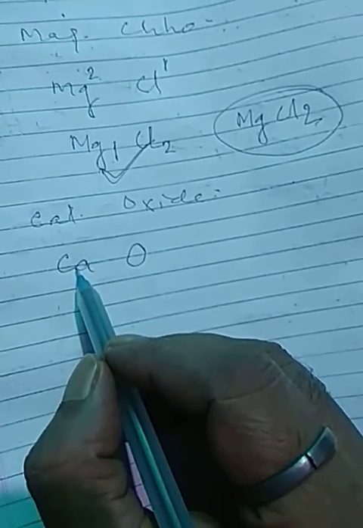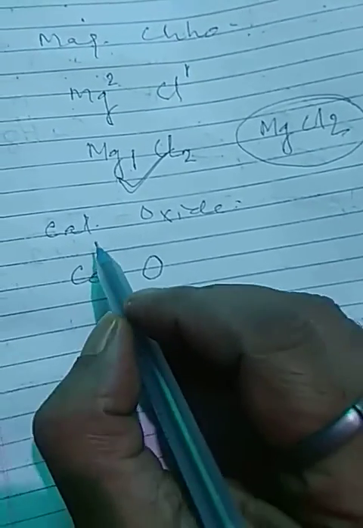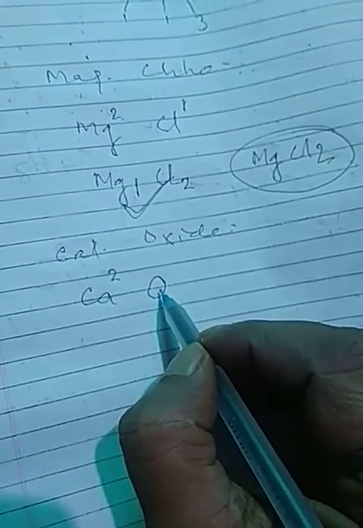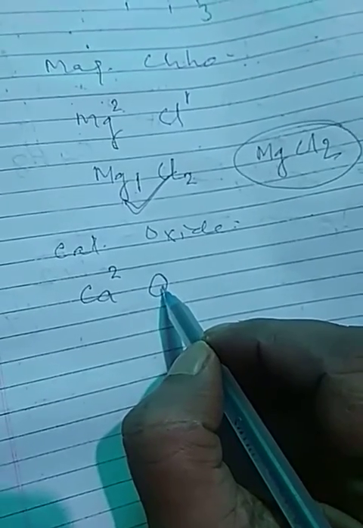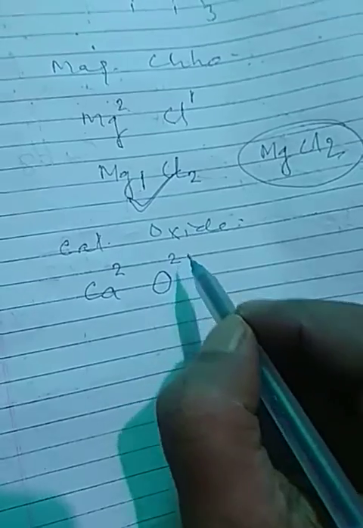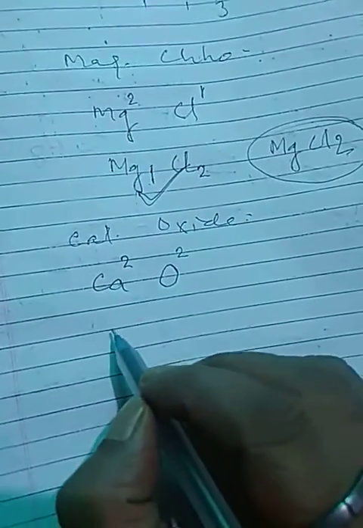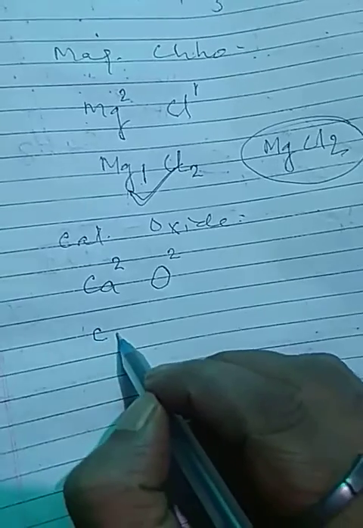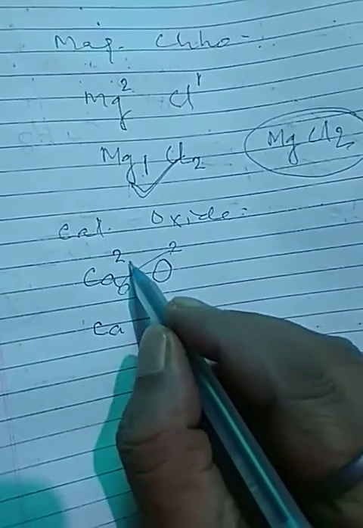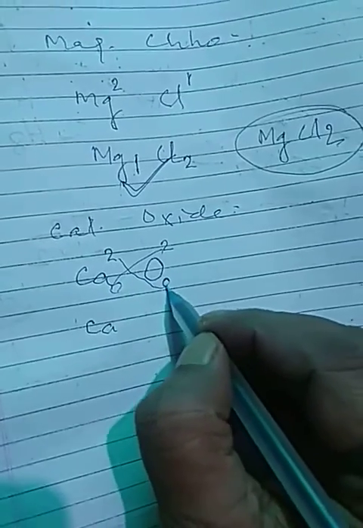This calcium will lose 2 electrons. So its valency is 2. Atomic number of oxygen is 8. Configuration will be 2, 6. Means it can gain or share 2 electrons. Then, like the previous one, now we interchange the valency. This will come here and this will go here.